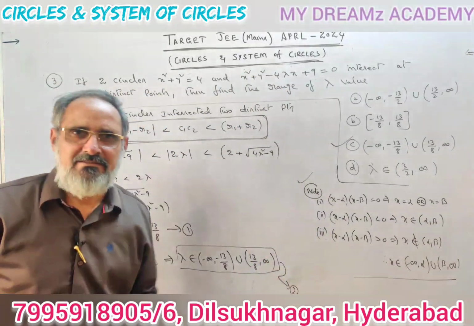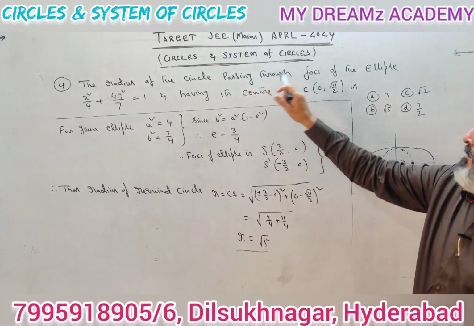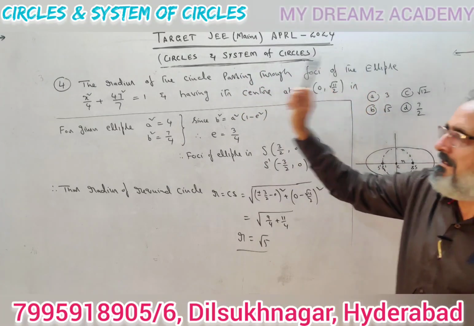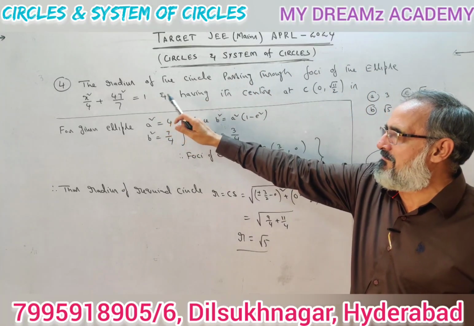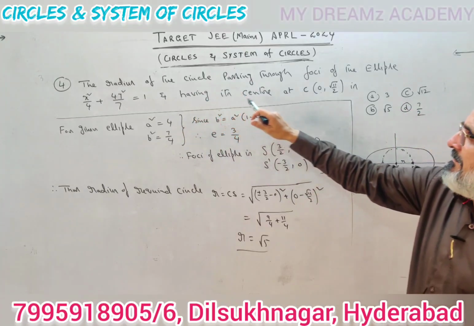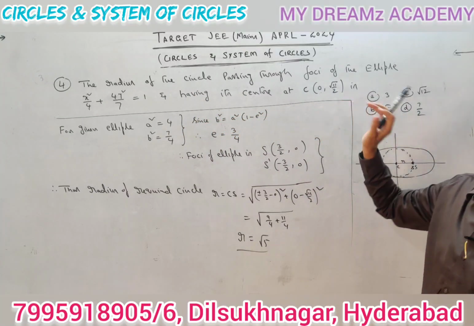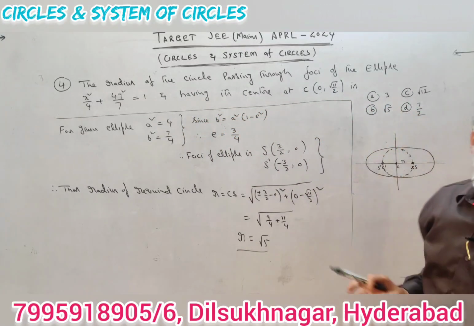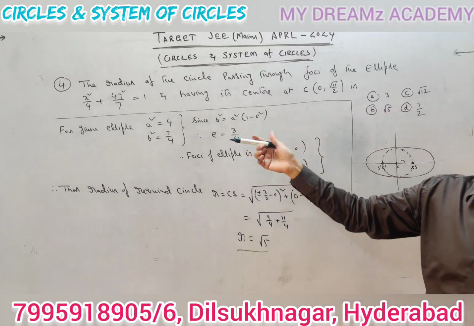The radius of the circle passing through the foci of the ellipse x square by 4 plus 4y square by 7 equal to 1, and having its center at (0, root 11 by 2). The options are given. So it is very simple.